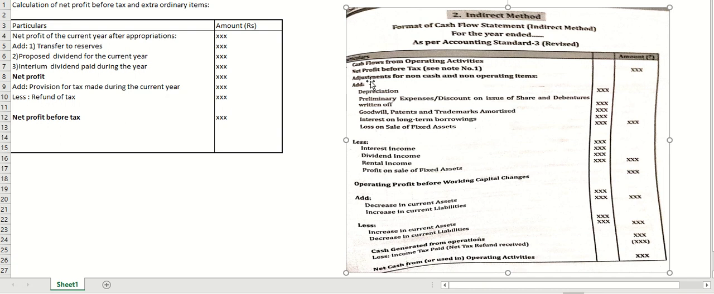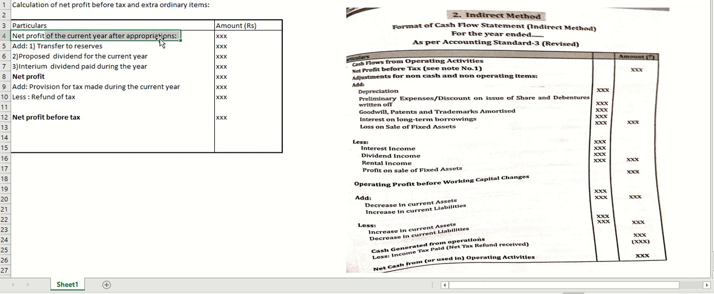First you're supposed to have your net profit before tax. Sometimes what happens, net profit before tax will not be given. They would have given net profit of the current year after appropriation. At that time we are supposed to find out the net profit before tax.